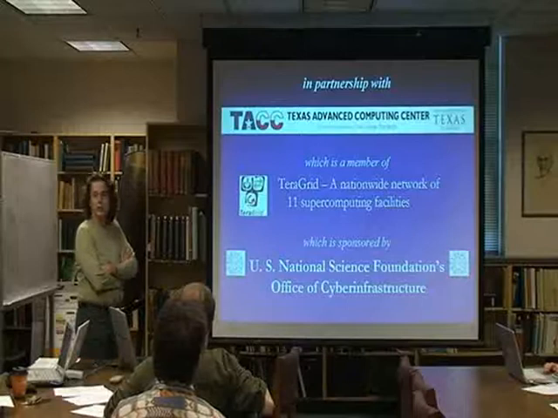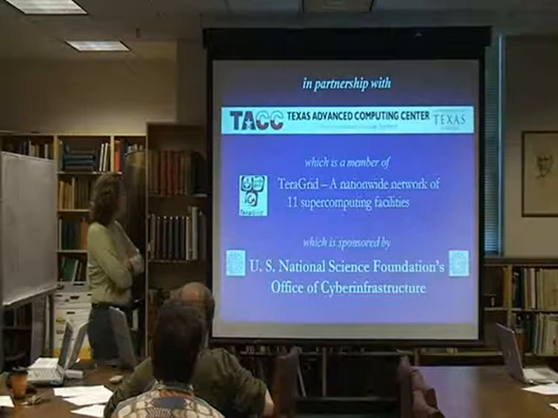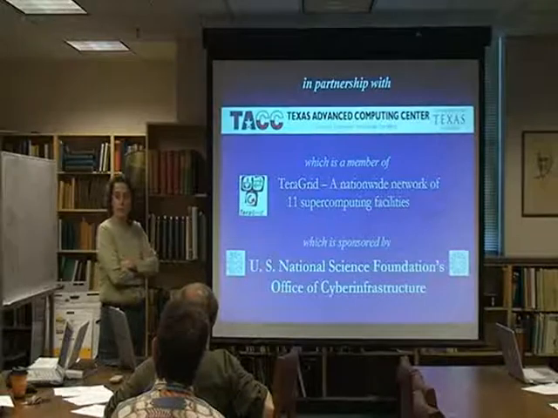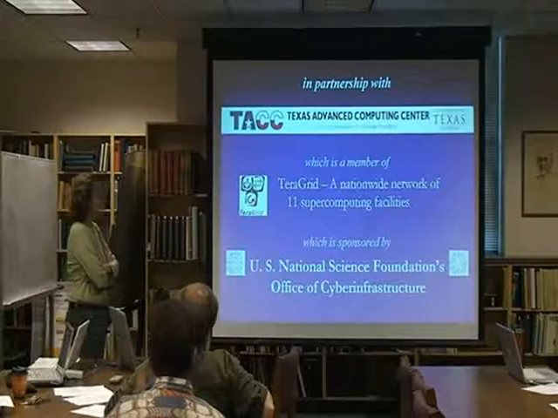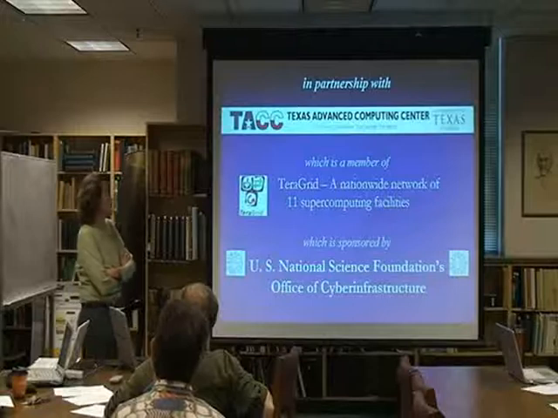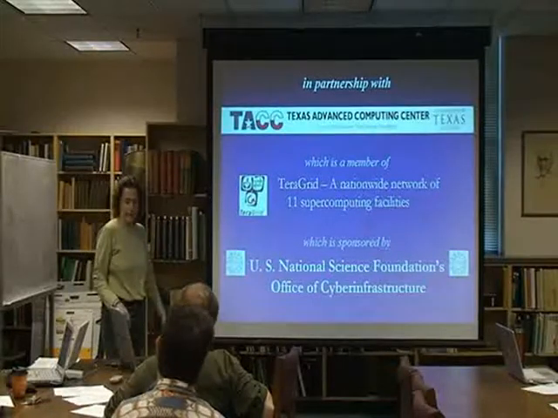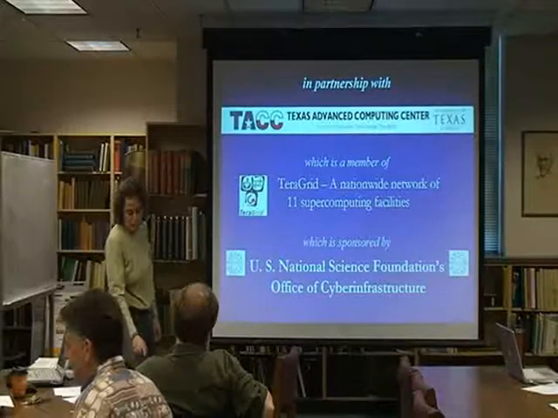Arctos is a partnership. We partner with a lot of other organizations. A major partnership is with the Texas Advanced Computing Center, which is a member of the TeraGrid network, which is the national network of 11 supercomputing facilities, sponsored by NSF's Office of Cyber Infrastructure.